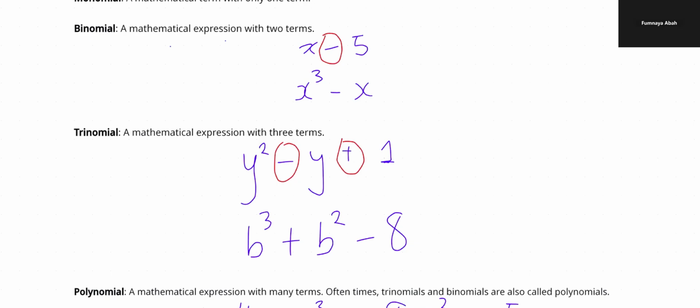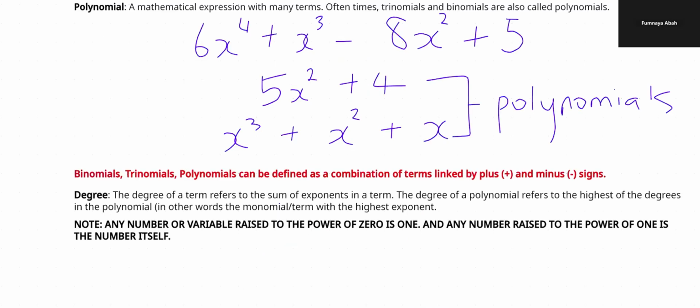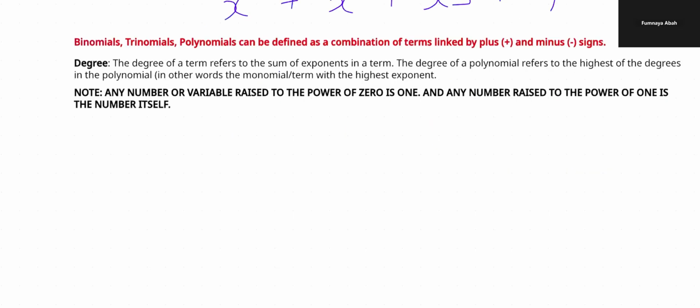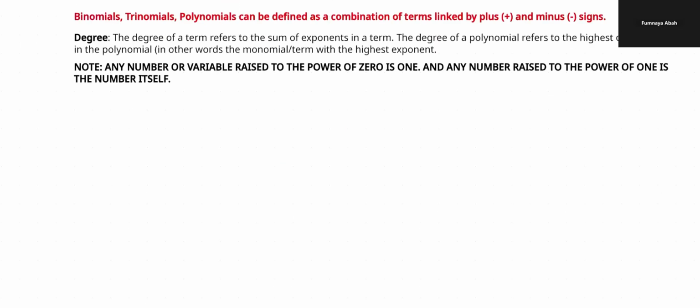Okay, so now that we know the definition of these different expressions, I want to define some other terms as well. So first we have the definition of a degree, and the degree of a term, first of all, is the sum of exponents in a term. So example, let's say we have, let's use a different color.